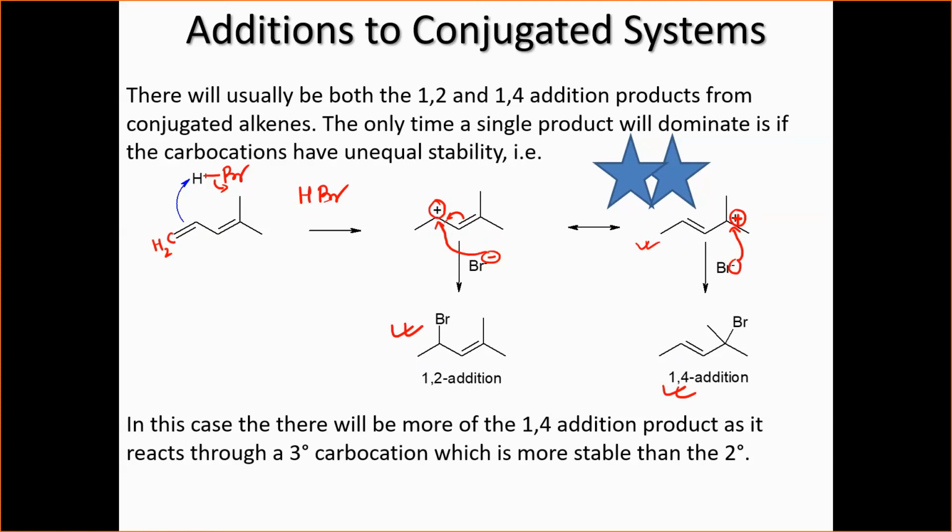So now you can see that there's an important thing. One is the allylic resonance. This is the resonance. The other is the secondary carbocation versus tertiary carbocation, right? So which one is stable? The tertiary carbocation is stable, right?